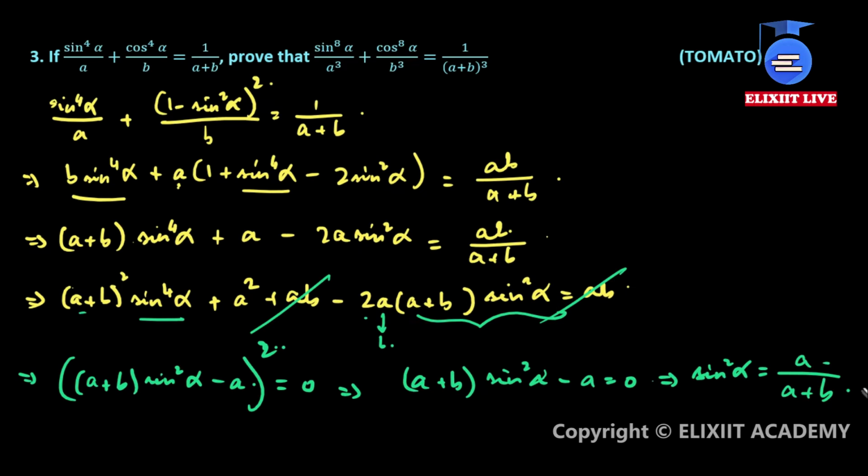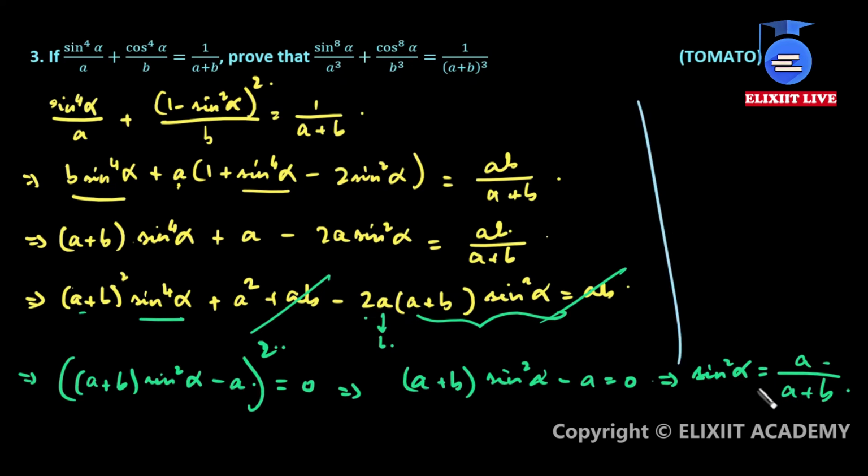Why we are finding out sine square alpha? Because here what you need to prove is this value is equal to 1 by A plus B whole cube. So if you find out sine square alpha, we can get this easily. Sine to the power 8 alpha, isn't it? If we get sine square alpha, that is basically A by A plus B, you can easily find out sine to the power 8 alpha. Similarly, you can also find out cos to the power 8 alpha, because you know sine square alpha. So gradually you can find out cos to the power 8 alpha also.